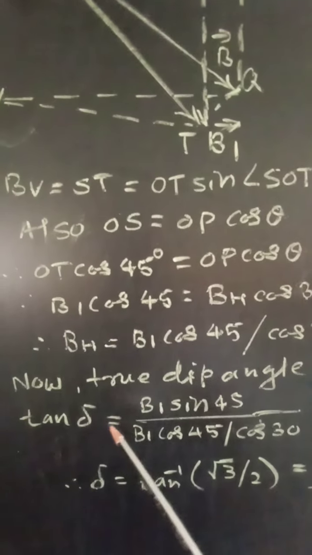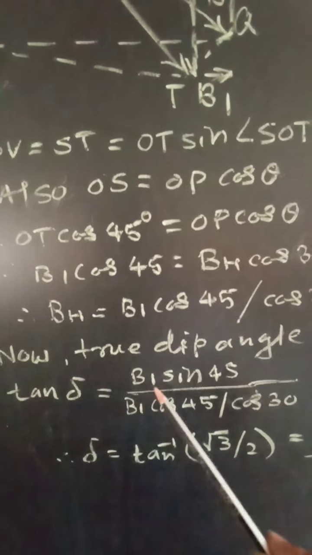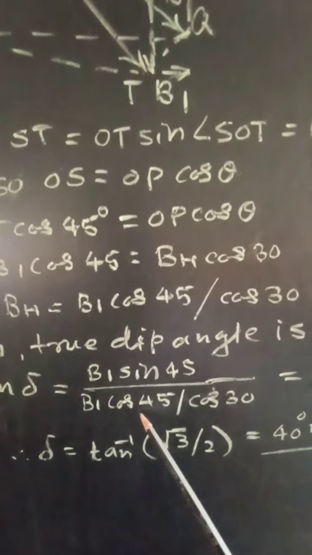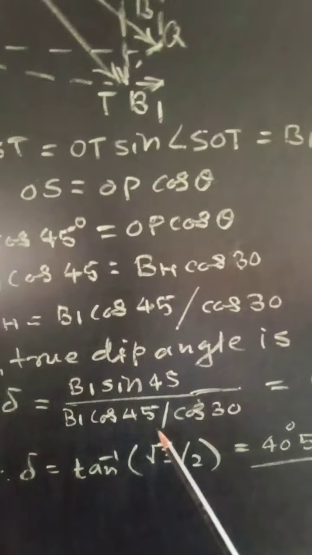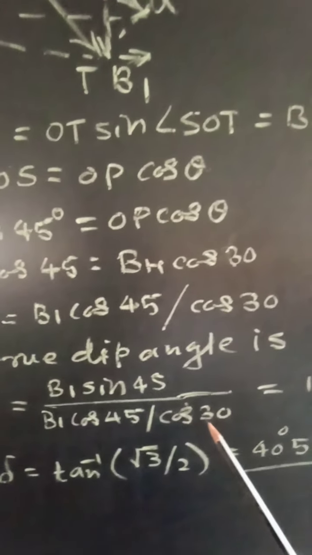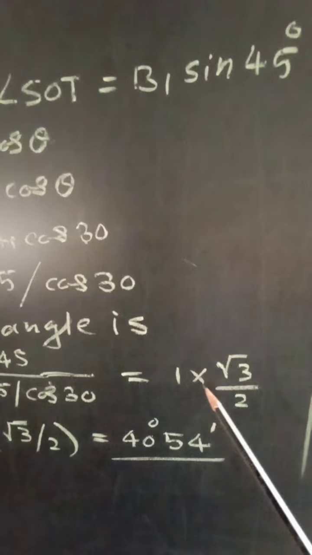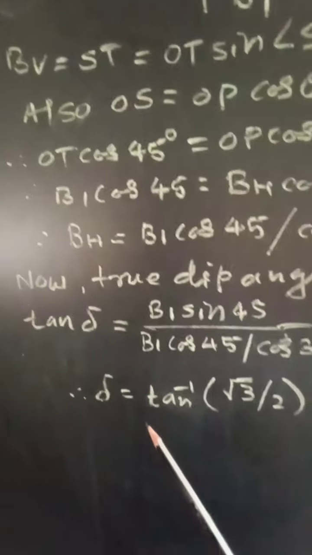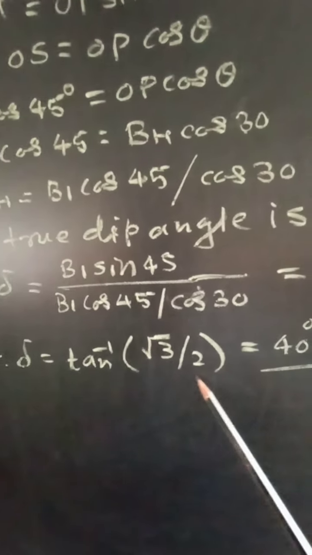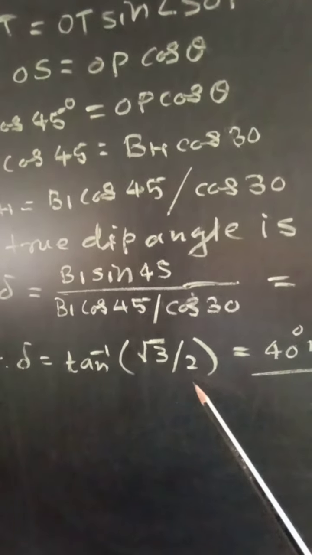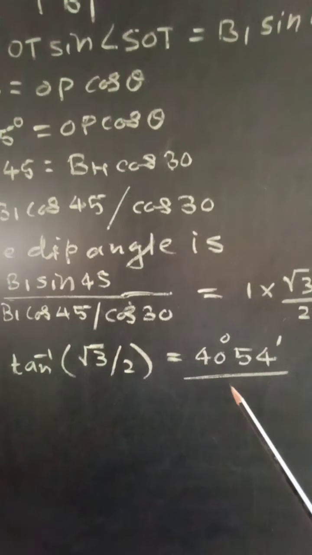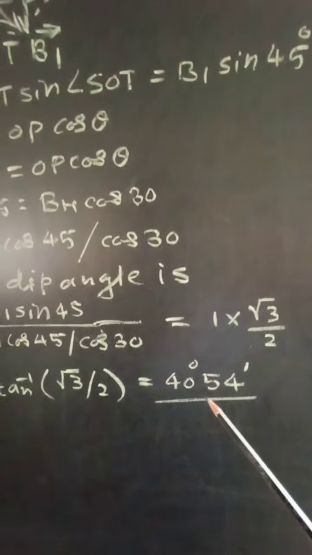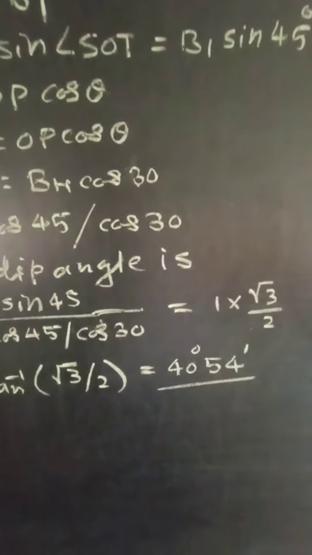Now the true value of angle of dip will be given as tan delta equal to B1 sin 45 divided by B1 cos 45 upon cos 30. Putting the values, we get 1 into root 3 by 2, and therefore delta will be equal to tan inverse of root 3 by 2, which comes out to be 40 degree 54 minute, which is the true value of angle of dip.